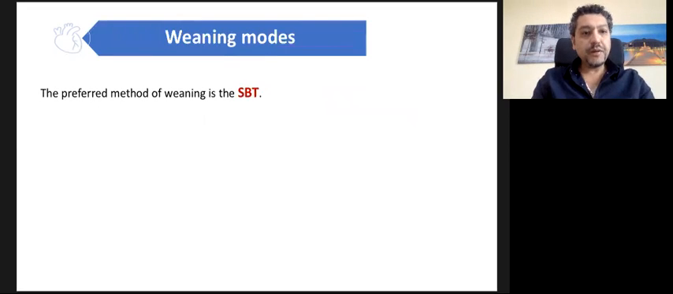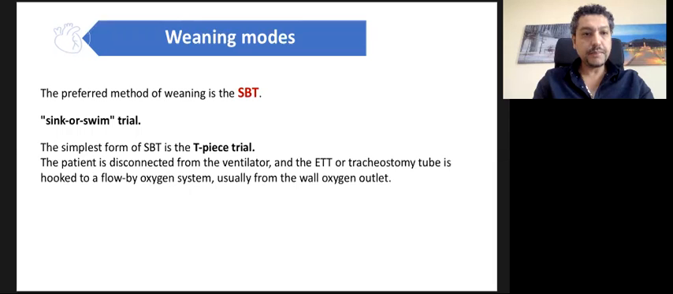So the preferred method of weaning, like I mentioned before, is the spontaneous breathing trial. This is basically an attempt to gauge how the patient might do if he or she is immediately removed from the ventilator. And that's why we call it the sink or swim trial. Either the patient sinks or he swims and makes it out of the mechanical ventilation.